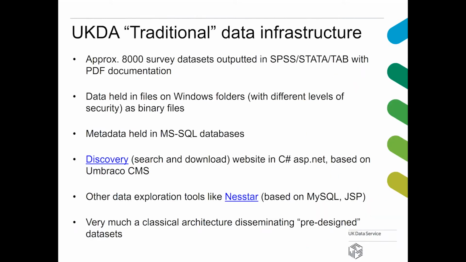So the UK Data Archive is a repository that's been around for over 50 years, and it holds about 8,000 survey data sets, which generally speaking are outputted in SPSS, Stata or Tab, and usually have PDF documentation. Those are curated by a specialist and expert team before they're put up for dissemination.